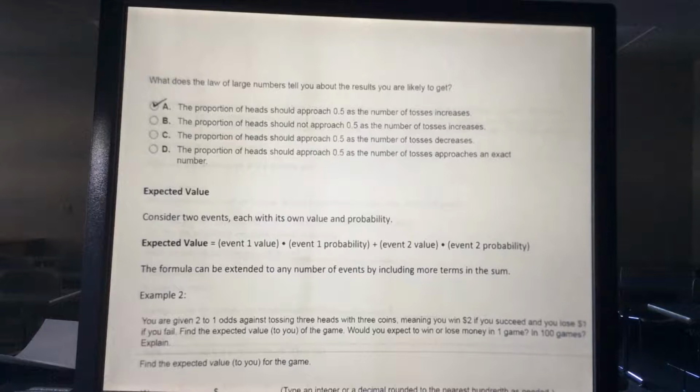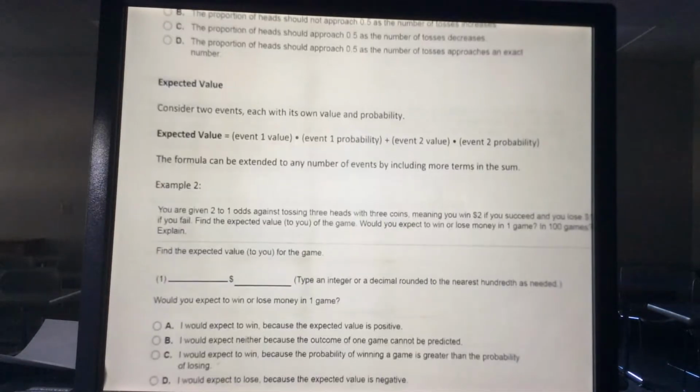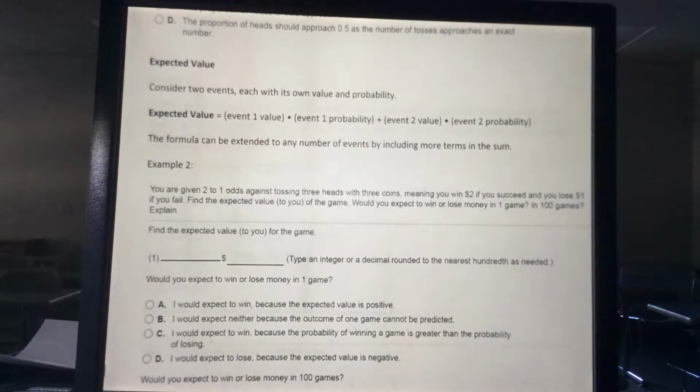All right, next we'll look at expected value. This is also used in probability. Let's say we want to consider two events, each with its own value and probability. The expected value will be the value of event 1 multiplied by the probability of event 1, plus the value of event 2 times the probability of event 2. This can be extended to any number of events by including more terms in the sum. That means you could have 3 events, 4 events, 5 events, as long as each event has its own probability and its value.